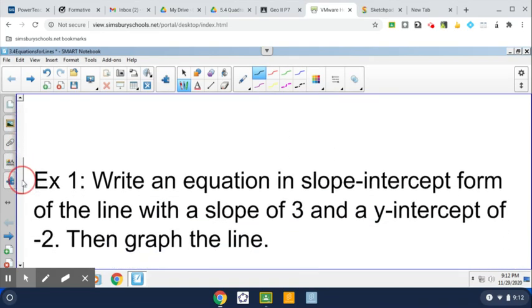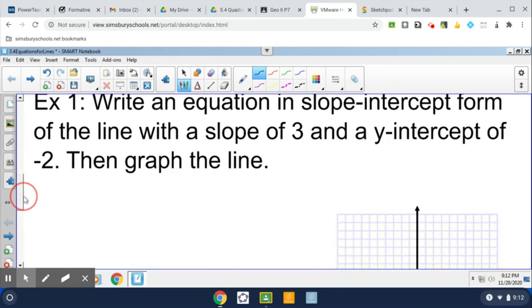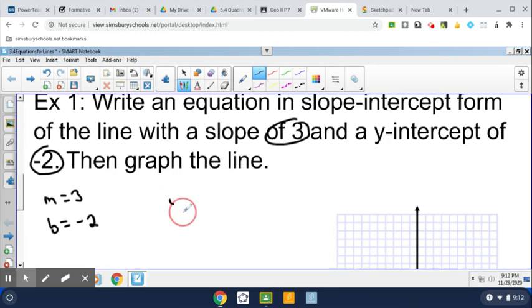So example number 1. Write an equation in slope-intercept form of a line with slope of 3 and the y-intercept of -2. So this means m is 3 and y-intercept is -2. And then graph it. So the equation will be y equals 3x minus 2. Okay, so how do we graph this?